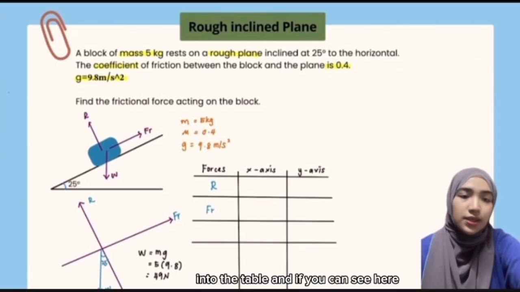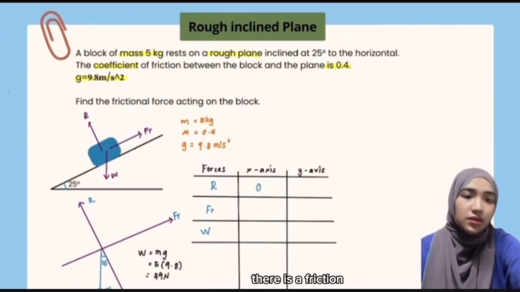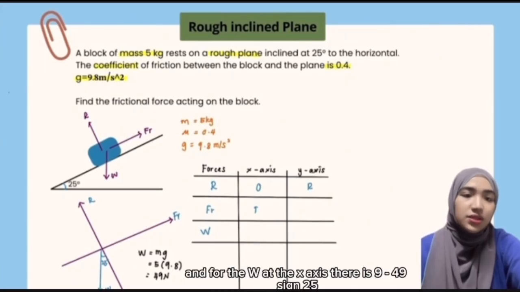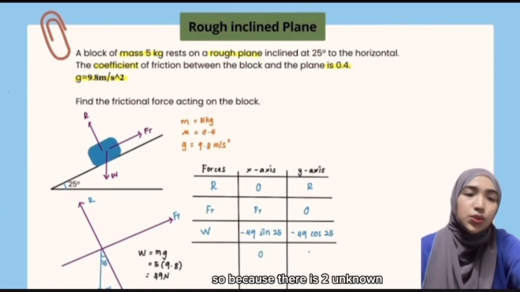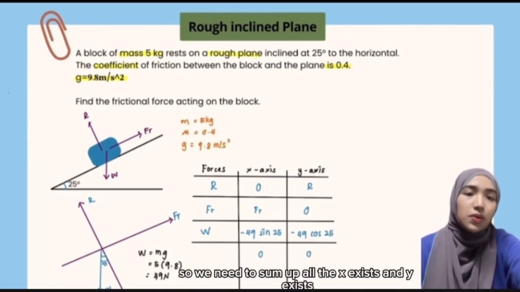And if you can see here, for the y-axis there is a normal, and for the x-axis there is a friction, and for the W at the x-axis there is negative 49 sine 25, and y-axis negative 49 cos 25. Because there are two unknowns, we need to sum up all the x-axis and y-axis.